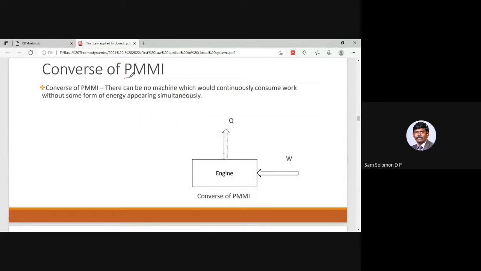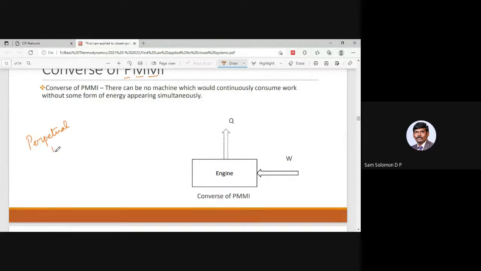PMM1, perpetual motion machine. Perpetual, the English word perpetual, means continuous. You can refer to a dictionary. Continuous, or in our terms, we can say non-stop.